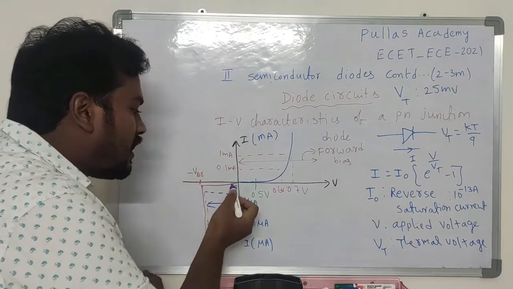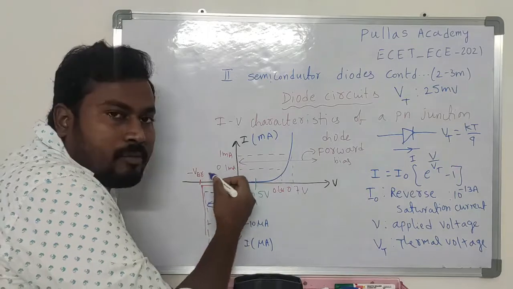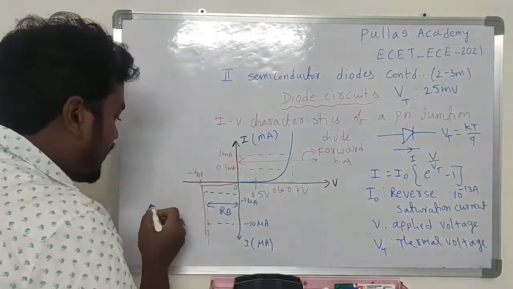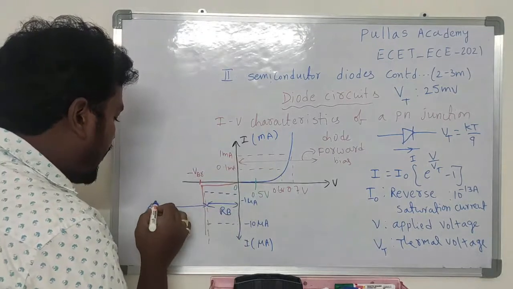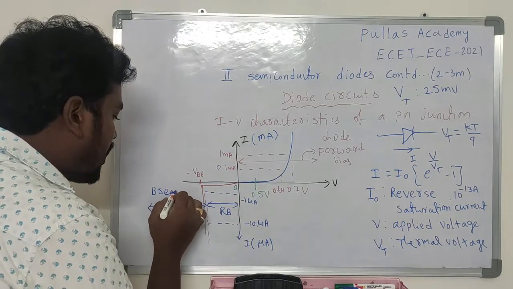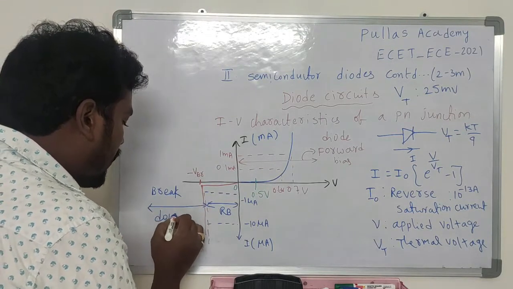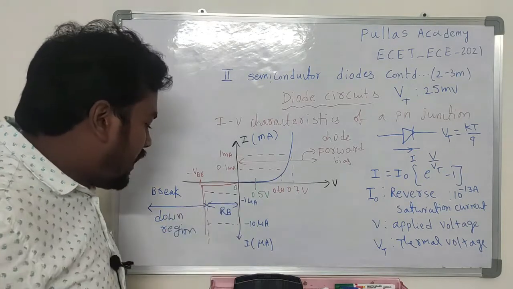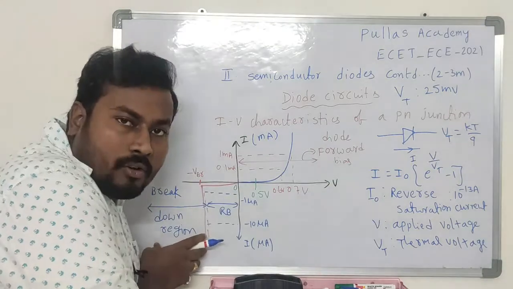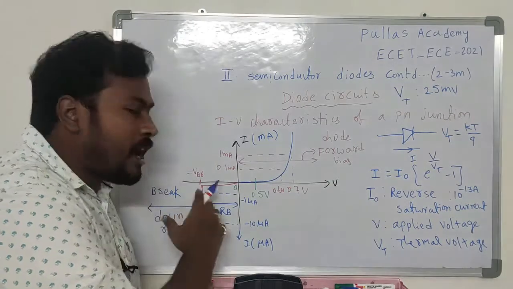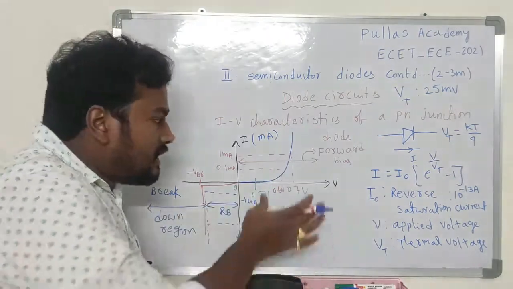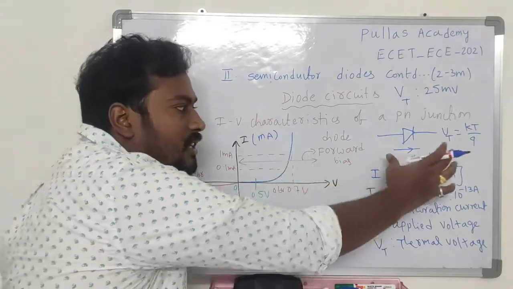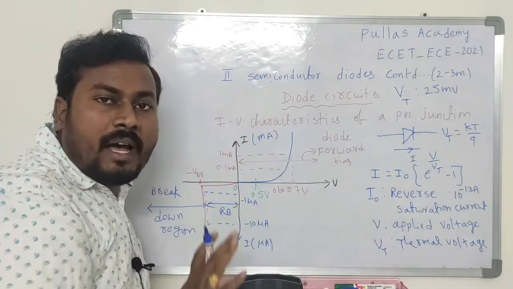In reverse bias, the diode has a very small amount of current, and this is minus I0. And again, at a certain value of reverse bias voltage, there is a breakdown region. This region is called the breakdown region of the diode. We will discuss this point later. And this region is forward bias, when you are applying positive voltage to the diode.